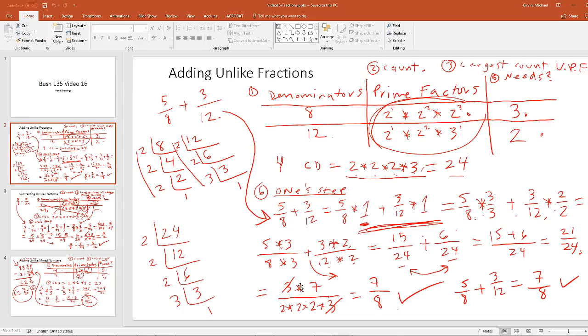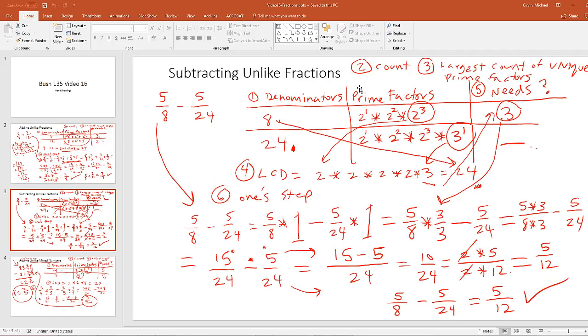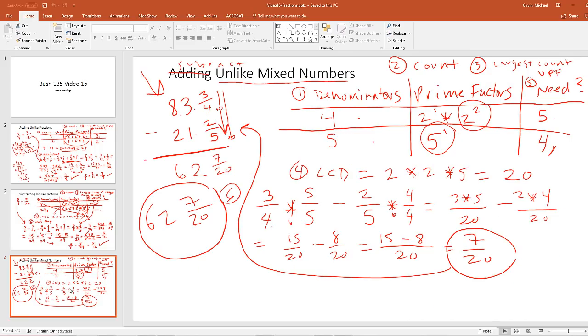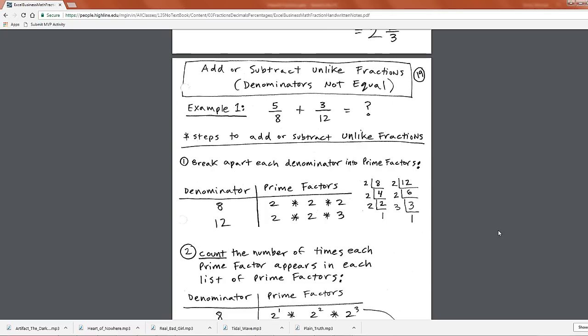What do we do in this video? Well, we definitely, back here in PowerPoint, we learned how to add unlike fractions with our 5 steps. We talked about subtracting unlike fractions. We even talked about subtracting unlike mixed numbers. Also, very importantly, over in our PDF notes, pages 19, 20, and 21 list all of the steps, including an example of how to add or subtract unlike fractions.